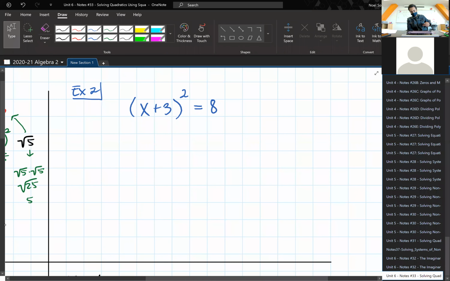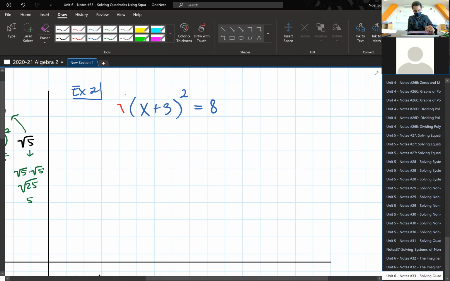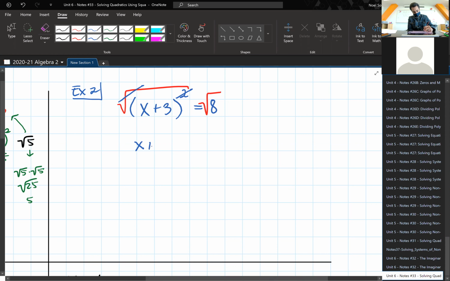All right, let's move on to number 2. So number 2 has a similar setup. What's nice about it is that you do have the parentheses squared on the left side by itself. There's no extra constants or coefficients that we need to worry about. So when you have a scenario like this, it's ready for us to apply the square root to both sides. So we arrive at x plus 3 is equal to plus or minus the square root of 8.